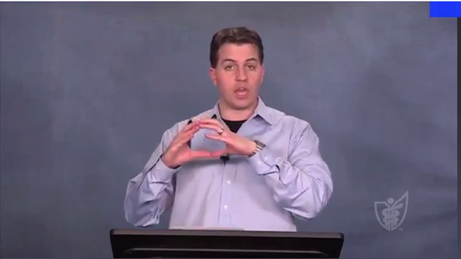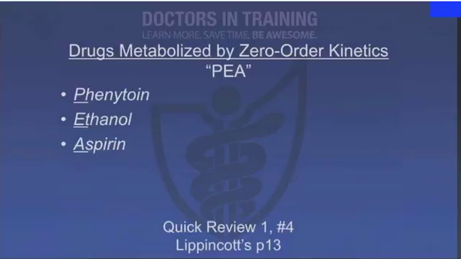Number 4, what drugs demonstrate zero order kinetics in their metabolism? Your mnemonic here, for a zero, which is a P shape, is PEA, for phenytoin, ethanol, and aspirin. Those are 3 drugs that you should know have zero order kinetics. Again, there's a constant amount of drug elimination per unit of time. Regardless of how much drug is in the system, you can only eliminate so much.